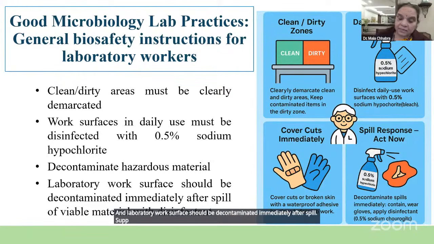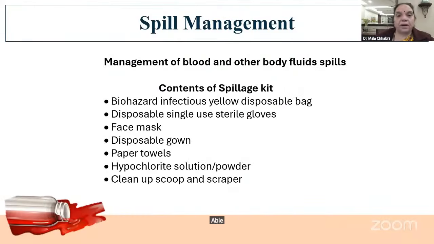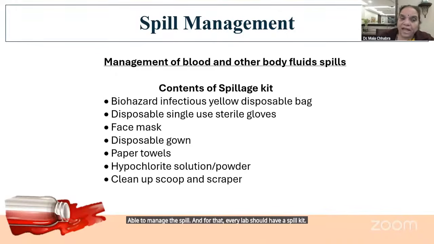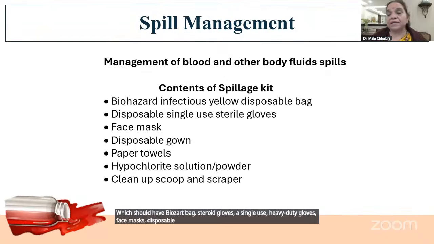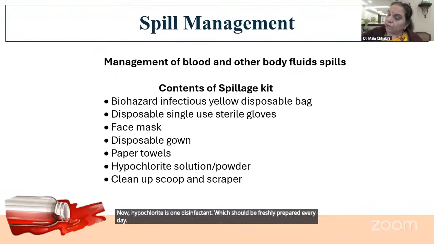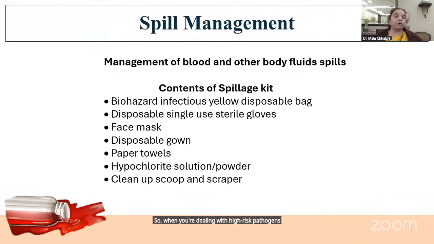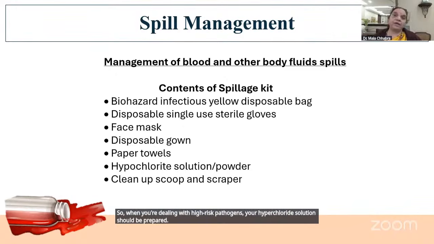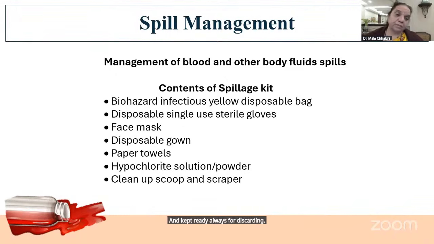Suppose there has been an accident, then you should be able to manage the spill, and for that every lab should have a spill kit, which should have a biohazard bag, sterile gloves, single use heavy duty gloves, face mask, disposable gown, paper towels, hypochlorite solution. This should be freshly prepared. Now, hypochlorite is one disinfectant which should be freshly prepared every day. So, when you are dealing with high risk pathogens, your hypochlorite solution should be prepared and kept ready always for discarding as well as for spill management. And it should have a cleanup scoop and scraper.